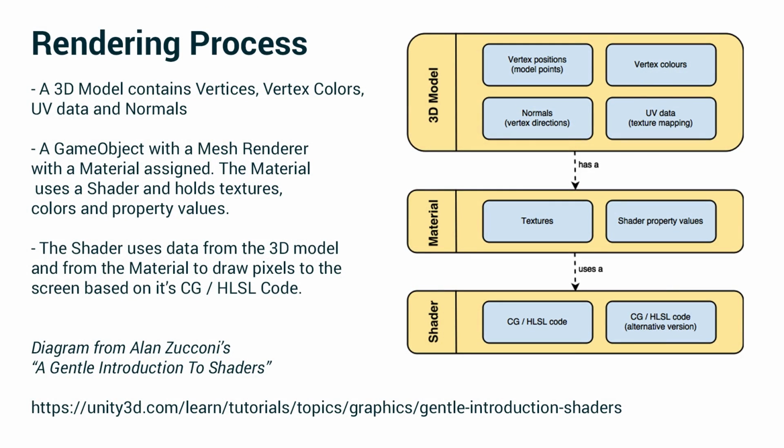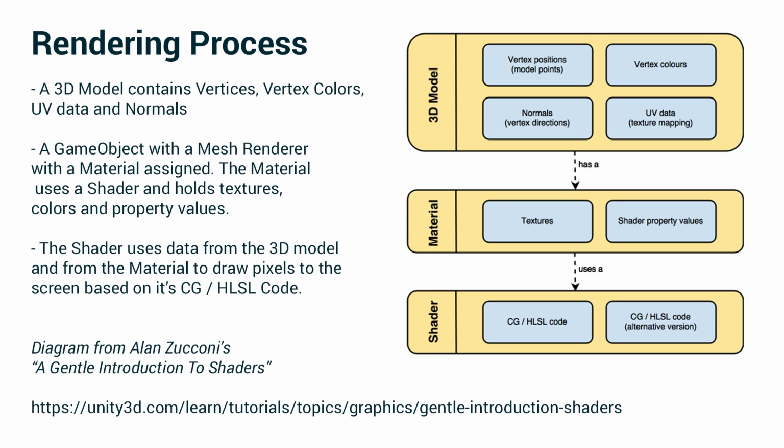So this is a little diagram that I borrowed from Alan Zucconi's excellent A Gentle Introduction to Shaders article. It gives us a very high level overview of the process of rendering a 3D model in Unity. So we have the 3D model asset, which contains vertices, vertex colors, UV data, and normals, right? That's up here. We have a game object in Unity, which has a mesh renderer component with a material assigned, right? In our case, we have a skinned mesh renderer because our holographic man could be animated. We're not using any animation here, but theoretically we could. We have a material not assigned right now, but we need one assigned to render it correctly.